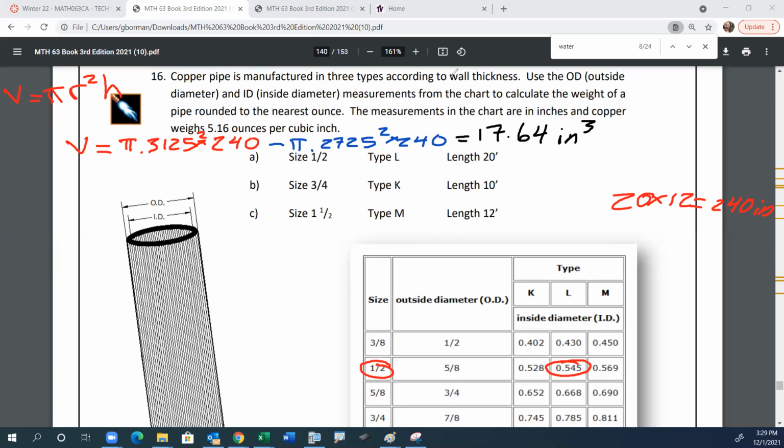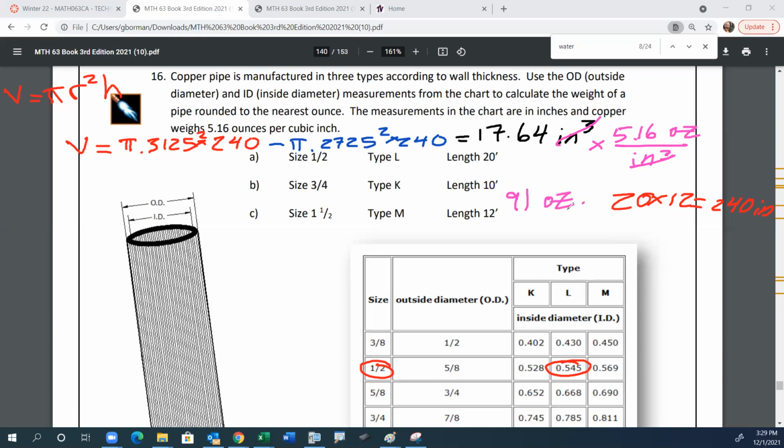Okay, so we've got that. So now we can say, well, we've got this 5.16 ounces per cubic inch. Okay. And if we multiply, well, the cubic inches do go away. We end up with weight. So that's doing exactly what we want. So I multiply it by 5.16. And it says, how do we round this off? Nearest ounce. So to the nearest ounce, it is 91 ounces.